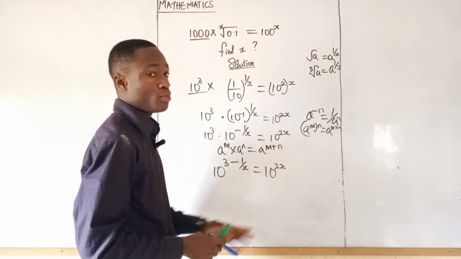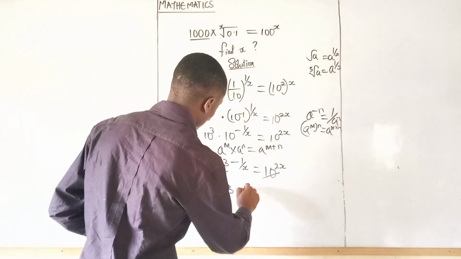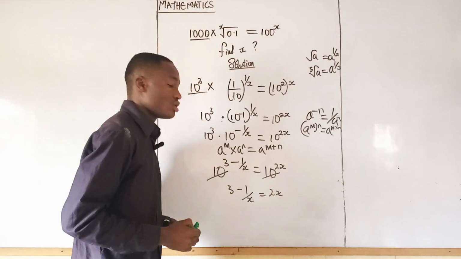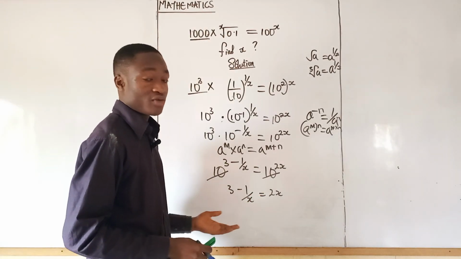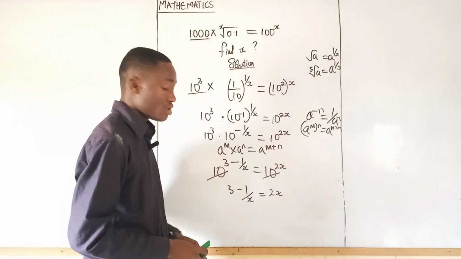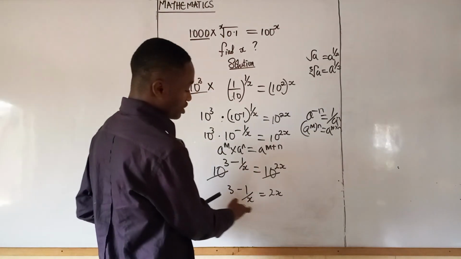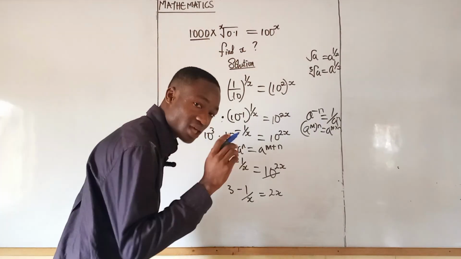The bases are the same, both on the left and the right hand side, so they can take care of each other. And we have that 3 minus 1 all over x equals 2x. So from here, definitely, we have a fraction. And whenever you're solving an equation involving fraction, what do you do? You get rid of the fraction, first step. So how do you get rid of the fraction? The LCM of the fraction is just x. That means the LCM is x. So I'll multiply each term by x.